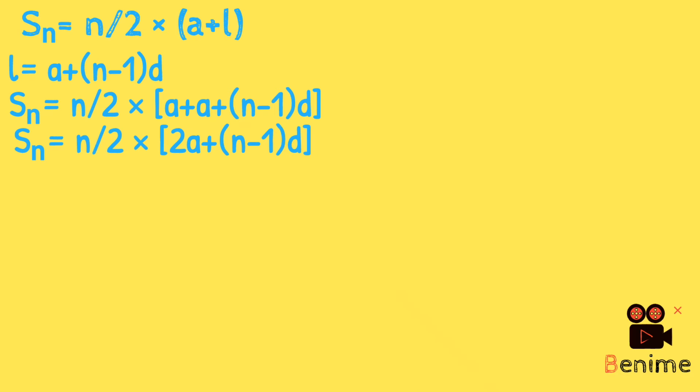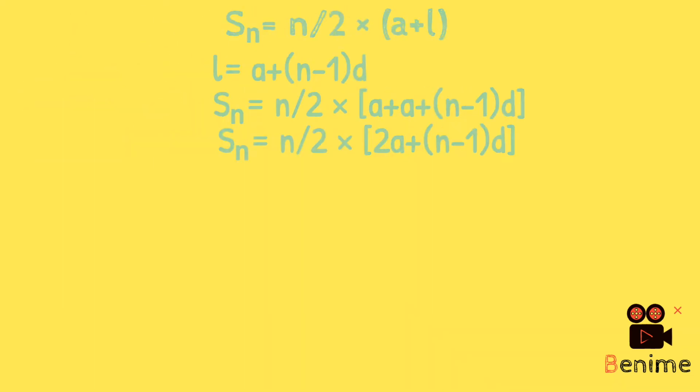So note this: the first formula is used when you have your last term. The second formula is used when you have your common difference. But generally, it is easier to use the first formula. If you don't have your last term, then you better use your second formula. That is where they give you a common difference. So let's take an example.